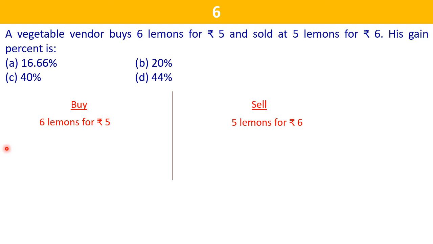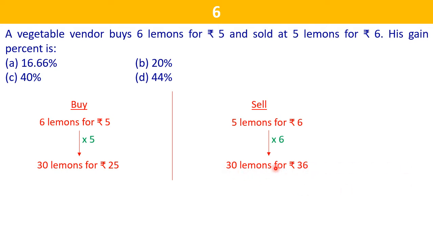Can we make it equal? Yes, we can make it equal. So what is the LCM of 6 and 5? It is 30. So I will multiply this buying quantity by 5 to make it 30, and I will multiply the selling quantity by 6 to make it 30. So here, if I multiply by 5, 30 lemons can be purchased for 25 rupees, and if I multiply here by 6, 30 lemons can be sold for 36 rupees.